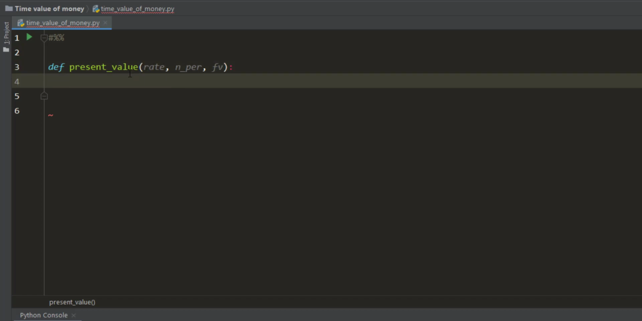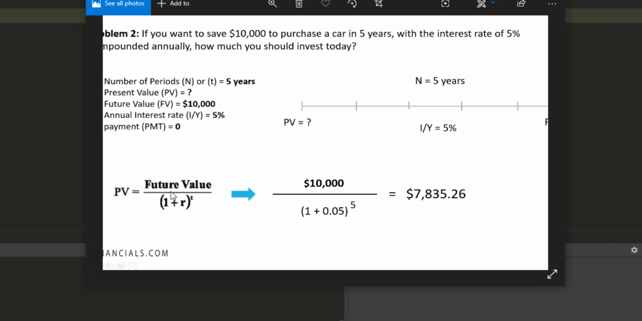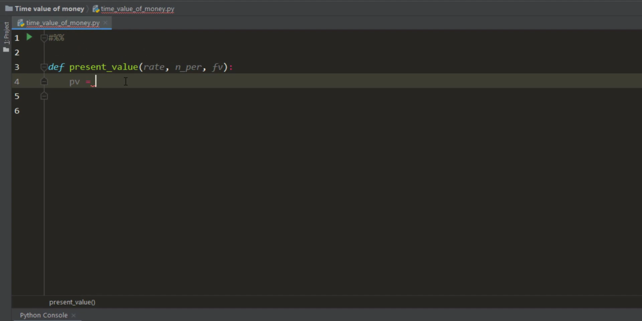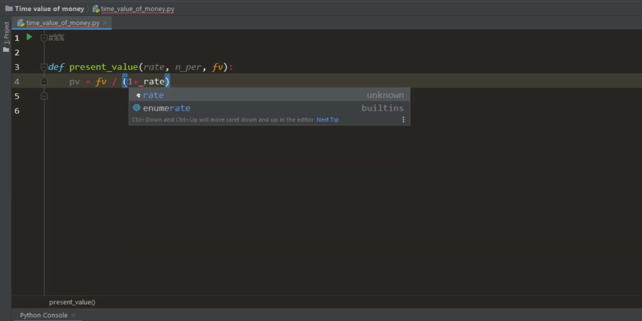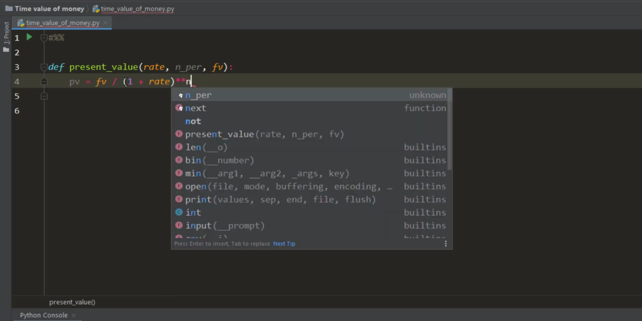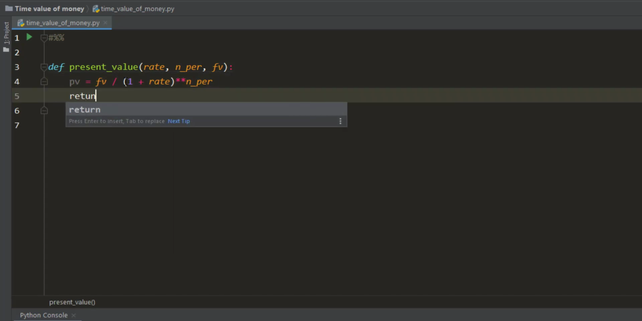And then we are just going to write PV equals, and let's just refer back to the formula again. You can see that here, this is the formula for present value. We're just going to hard code it in here. So we just write future value divided by 1 plus rate to the power of number of period. Yeah, and then return PV.